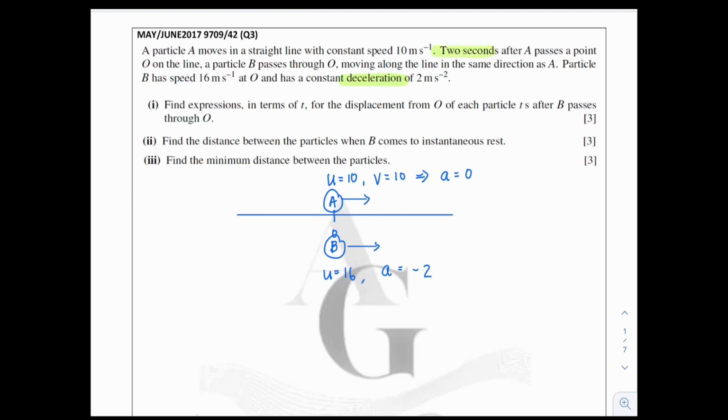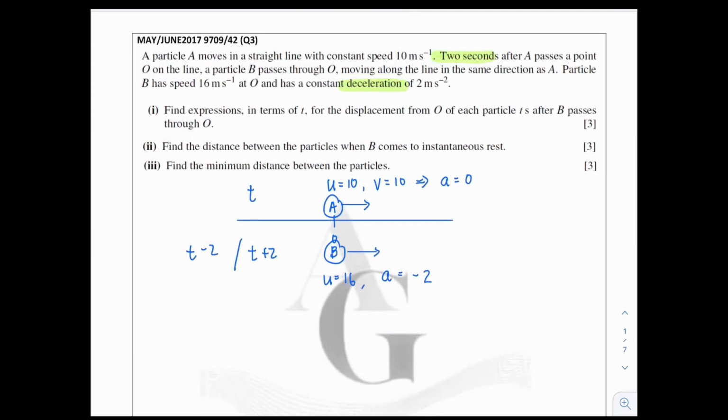As for the time, have a look here. The particle B moved 2 seconds after the particle A. Let's say I put the time for A as t, which means the time for the B should be t plus 2 or t minus 2. Here comes the problem. Most of the students will think that the particle that moved later will be t plus 2 instead of t minus 2. But this is wrong. The correct one should be t minus 2. Why is that so?